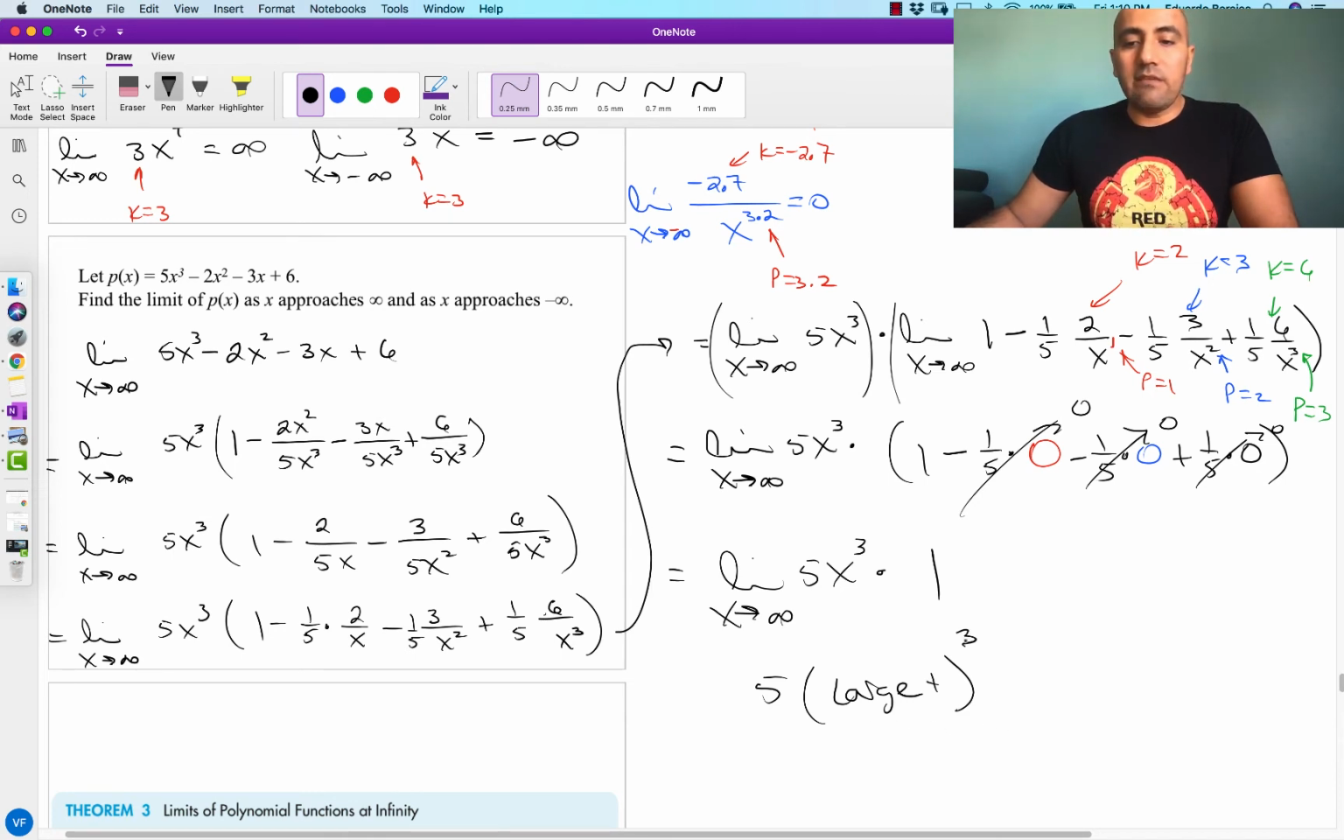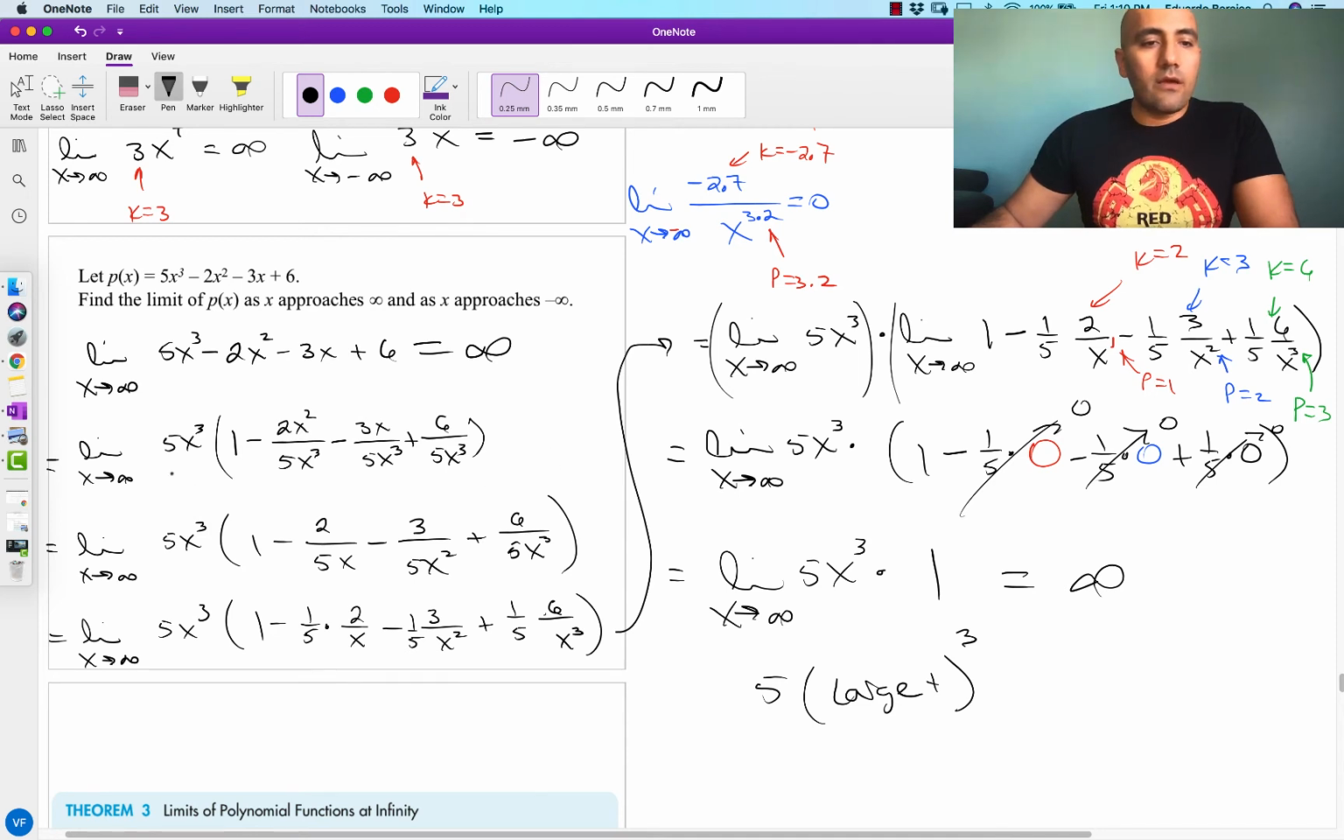Well, that's going to be an even larger number that's also positive times 5, even larger. So we can tell from all of this that the answer is going to be positive infinity. Okay, so this analysis leads me to conclude that the limit as x approaches positive infinity of this function is going to be positive infinity.